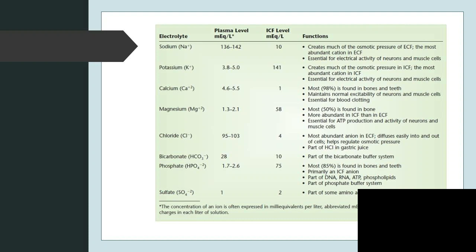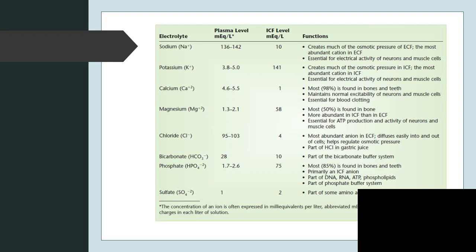So we have electrolytes in the body. Let's review. Look at the sodium, potassium, calcium, magnesium, and chloride levels. Refamiliarize yourself with that and where those are found. Sodium creates much of our osmotic pressure, as we know. Higher sodium pulls in more fluid and causes hypertension. Low sodium does the opposite. Potassium creates also much of the osmotic pressure in the intracellular fluid.